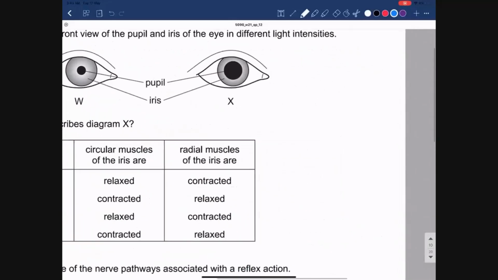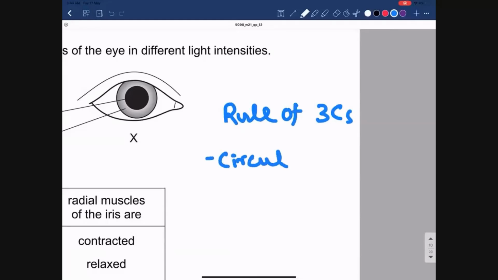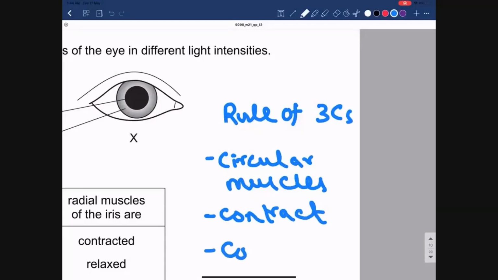What about circular muscles and radial muscles? So I teach my students the rule of 3 C's. What is meant by the rule of 3 C's? Whenever circular muscles contract, what happens? Whenever circular muscles contract, the pupil constricts. So this is the rule of 3 C's. Circular muscles, when they contract, the pupil constricts.